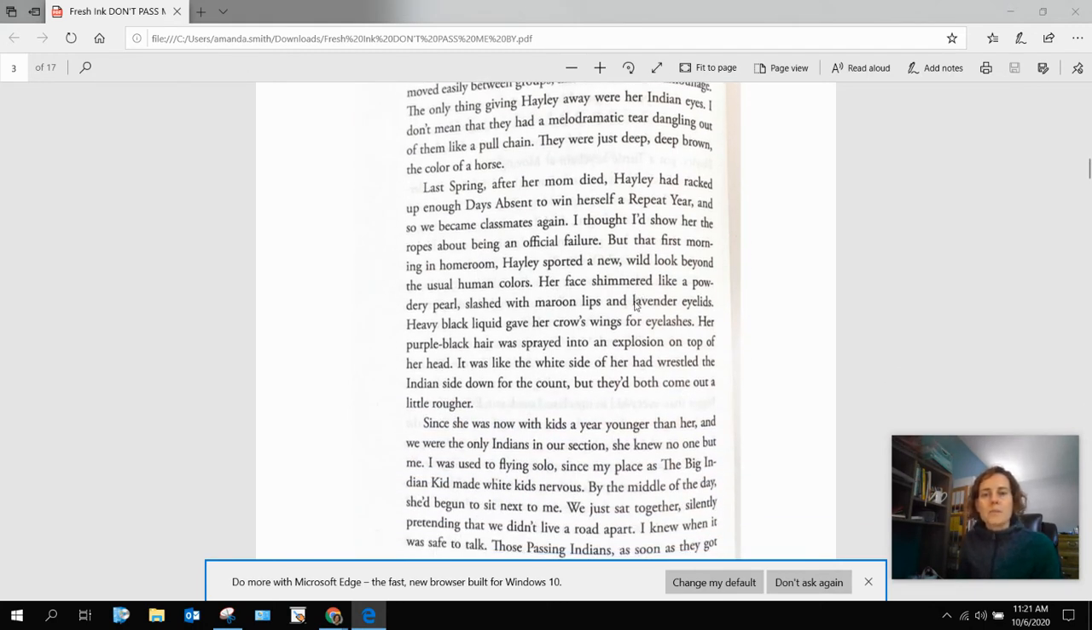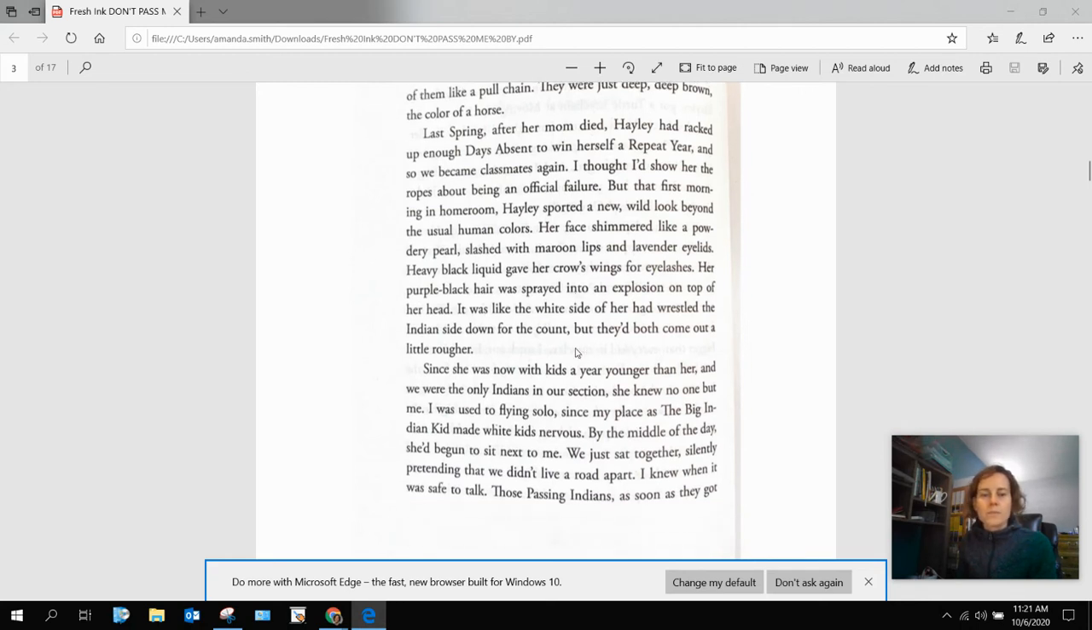Last spring, after her mom died, Haley had racked up enough days absent to win herself a repeat year, so we became classmates again. I thought I'd show her the ropes about being an official failure, but that first morning in homeroom, Haley sported a new, wild look beyond the usual human colors. Her face shimmered like a powdery pearl, slashed with maroon lips and lavender eyelids. Heavy black liquid gave her crow's wings for eyelashes. Her purple black hair was sprayed into an explosion on top of her head. It was like the white side of her had wrestled the Indian side down for the count, but they both came out a little rougher.